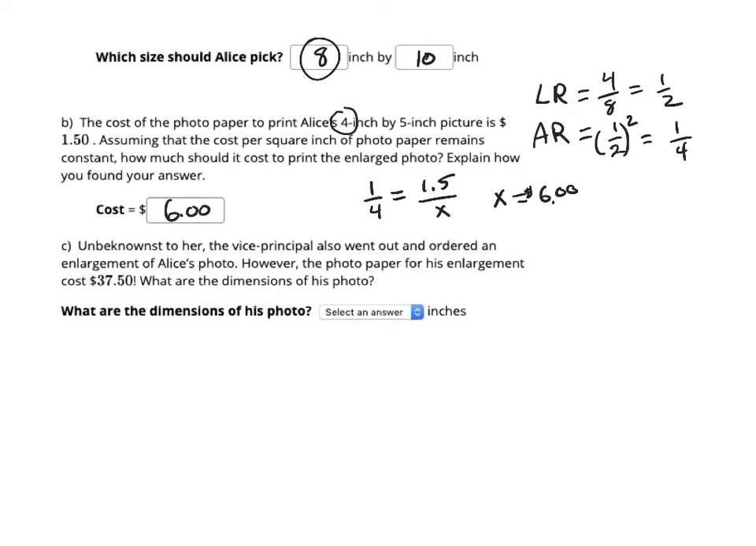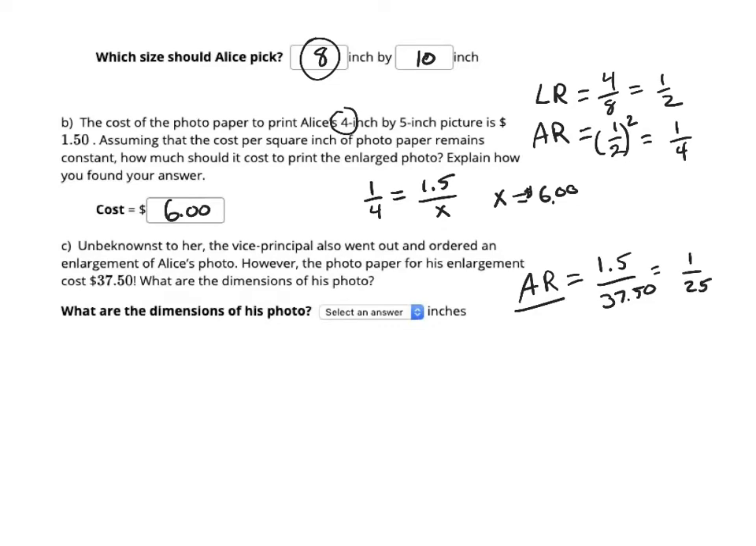Unbeknownst to her, the vice principal also went out and ordered an enlargement of Alice's photo. However, the photo paper for his enlargement cost $37.50. What are the dimensions of his photo? So again, now we're talking about the area ratio that we're given. Since the price is based on the area, that means I have to compare the prices. The original price was $1.50. The enlargement cost $37.50. So I need to reduce that fraction. When I reduce that fraction, it equals 1 over 25.